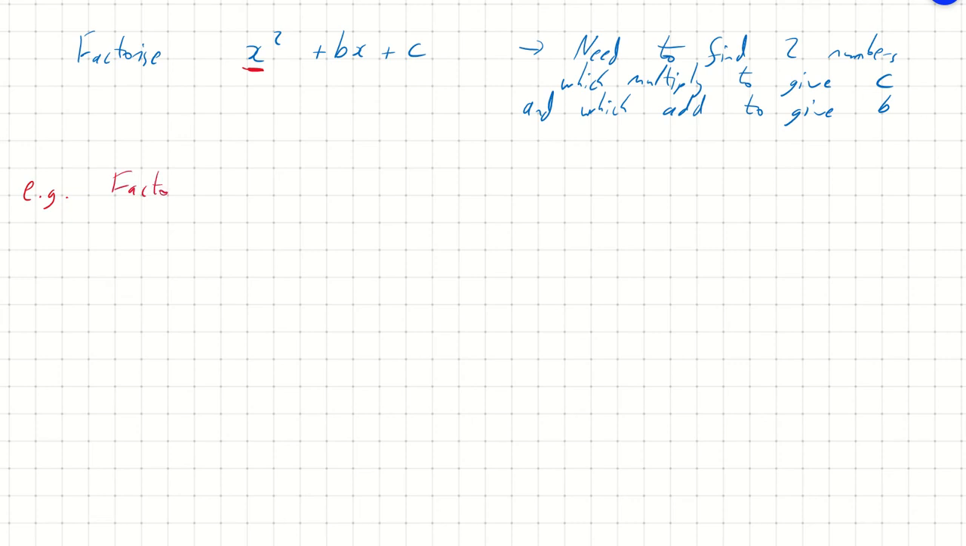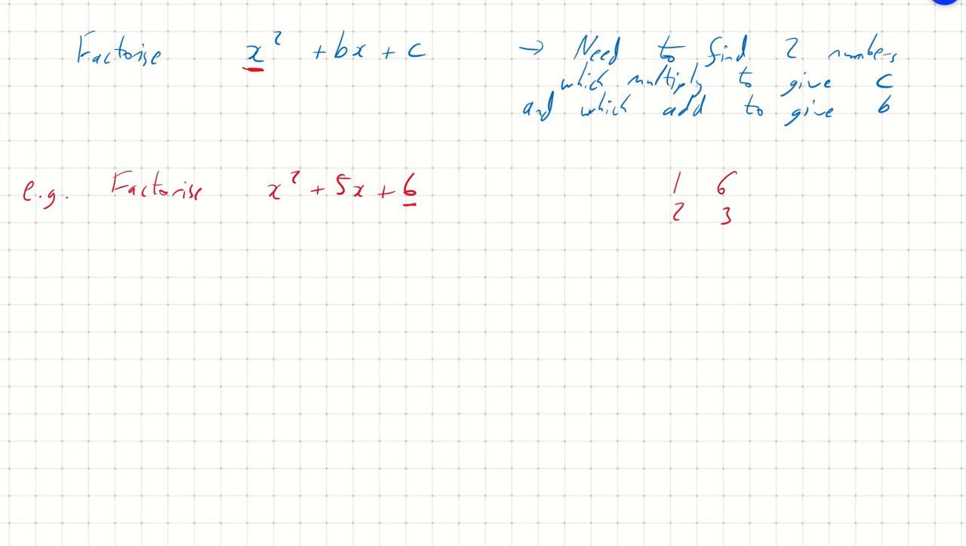Factorize x squared plus 5x plus 6. So we need two numbers that multiply to give 6. What numbers multiply to give 6? Well, it's useful to list this in pairs. Like 1 and 6, 2 and 3. These are the pairs of whole numbers, at least, that multiply to give 6.